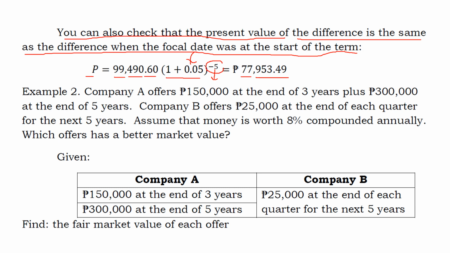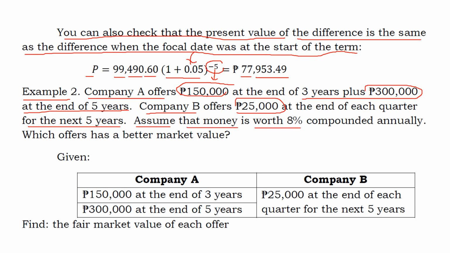Now, moving forward with example number 2: Company A offers 150,000 pesos at the end of 3 years plus 300,000 pesos at the end of 5 years. Company B offers 25,000 pesos at the end of each quarter for the next 5 years. Assume that money is worth 8% compounded semi-annually. So there's a typographical error here, so we need to put semi-annually here. Which offer has a better market value?